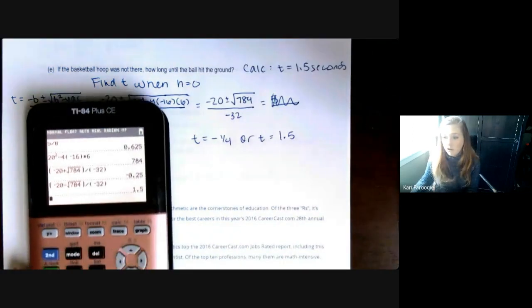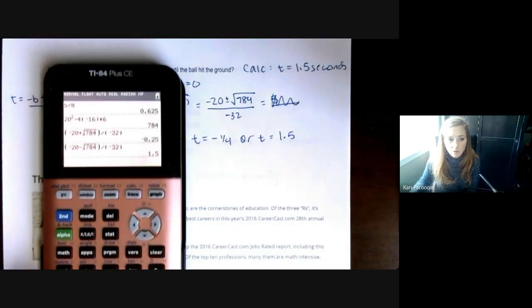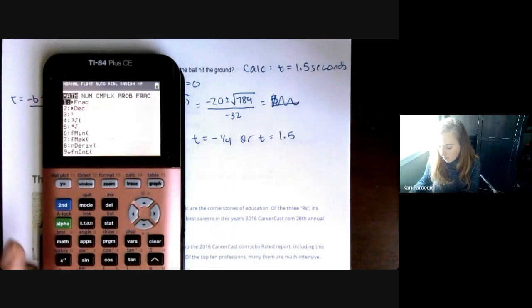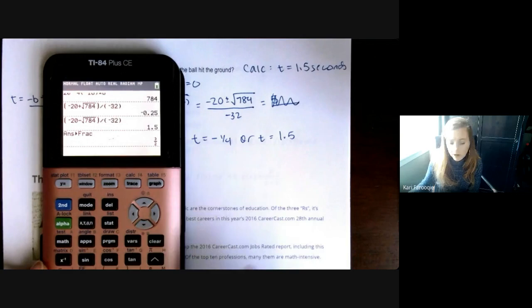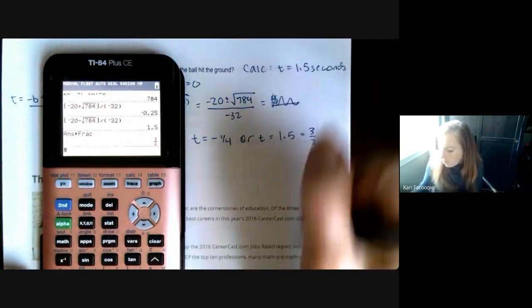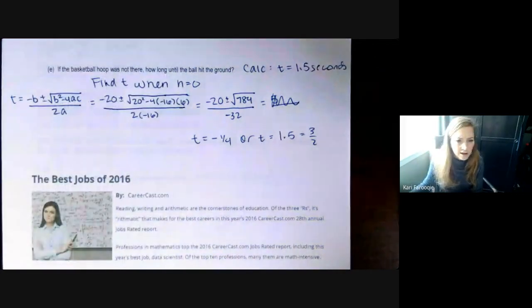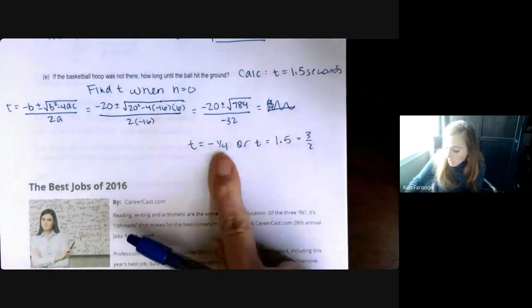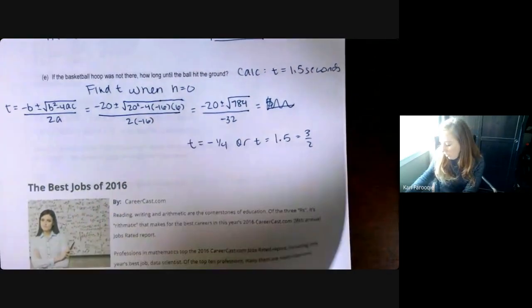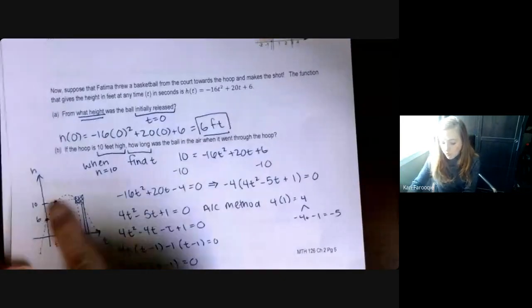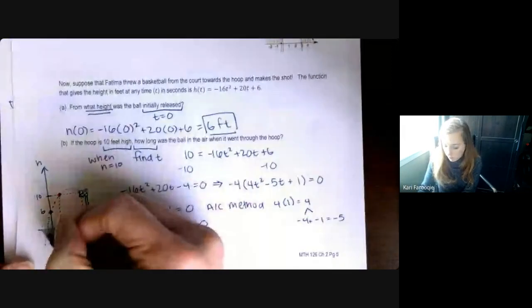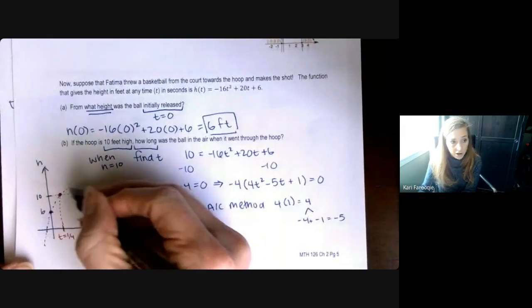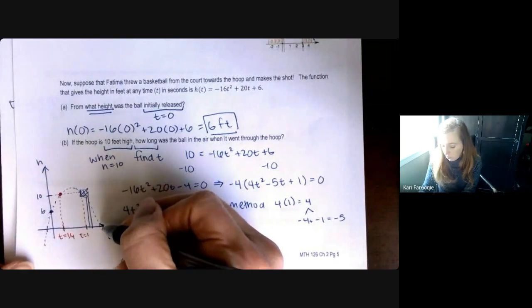Remember that to switch a decimal to a fraction, I know we all know this one, but you hit the math button, and then you hit enter twice, and it'll turn any decimal that you have into a fraction, which in this case is 3/2. But again, we're talking about time, so we like to have time written as a decimal. This is the time at which the ball would have been on the ground if time was negative. It doesn't correspond to our application problem, but it corresponds to that function value where t would be negative 1/4 right here. But our time corresponds to 1.5.